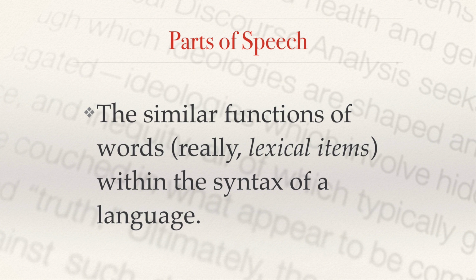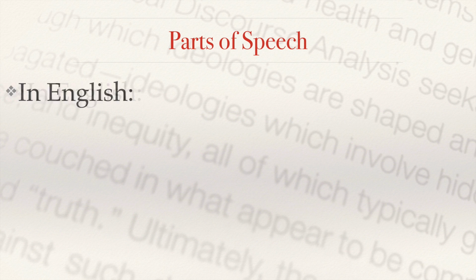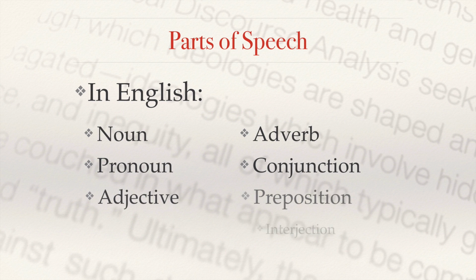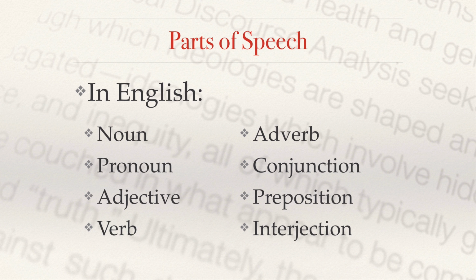Now, it's also important to remember that not all languages have the same parts of speech. So really, I'm talking about English here. All languages are going to have some kind of noun and some kind of verb, actors and actions. But beyond that, it really varies quite a lot. But in English, we have the following 8: nouns, pronouns, adjectives, verbs, adverbs, conjunctions, prepositions, and interjections.